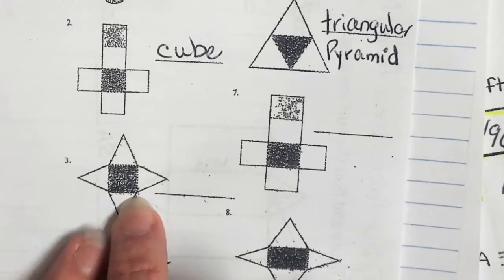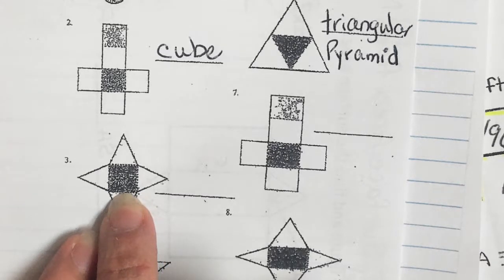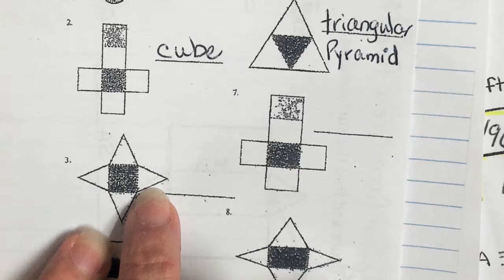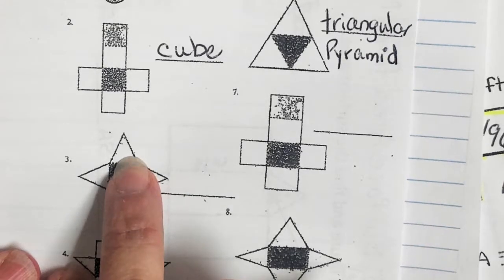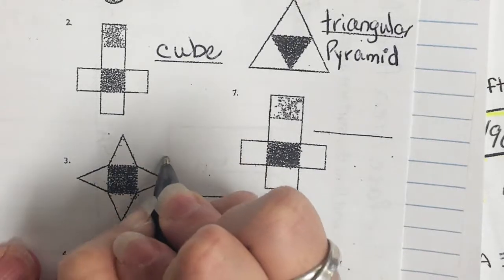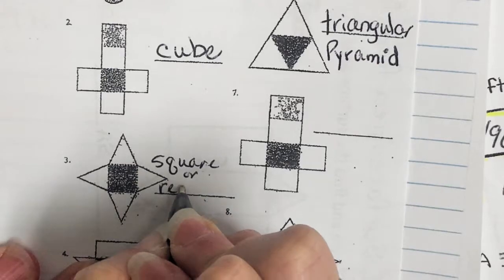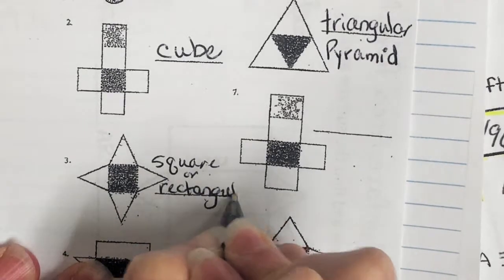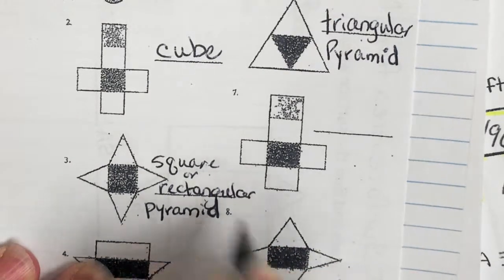This one, number 3 down here, what's the base? Square rectangular pyramid. It's going to come up to a point. These little sides would all fold up to make a point. So you could call it a square or rectangular pyramid. You can just put one. I just show them both of them.